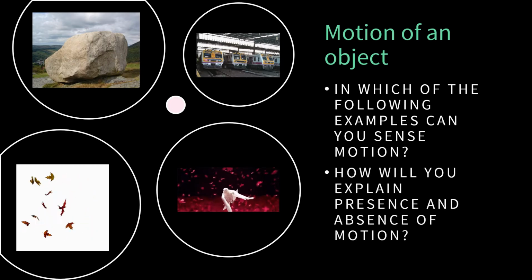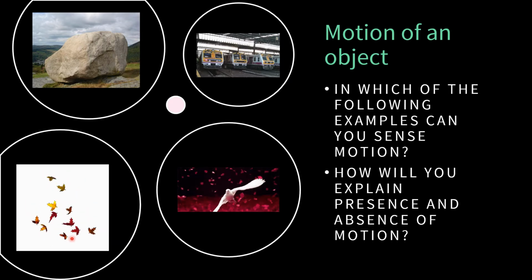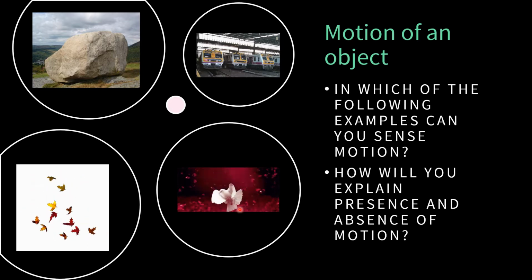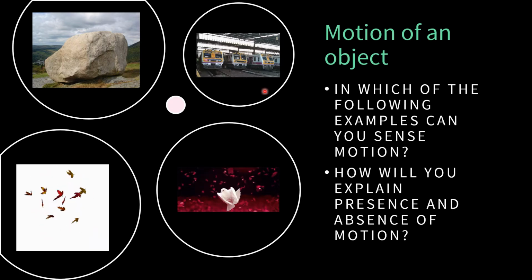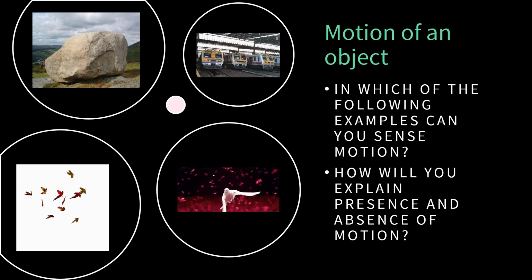Clearly, we can see that the bird flying and the leaves flying in the air are the examples of movement. As they are seen in different position and different time, we can see the presence of a motion. Where the particular thing is absent, that is, we don't see any movement or change in location of the stone or the trains, so we say that they are not moving.